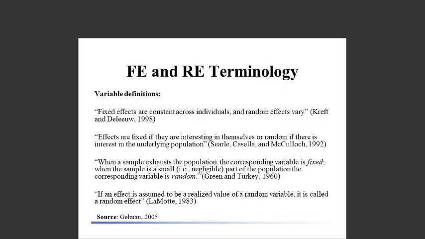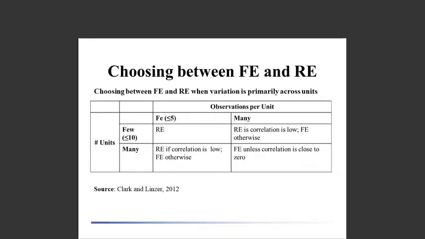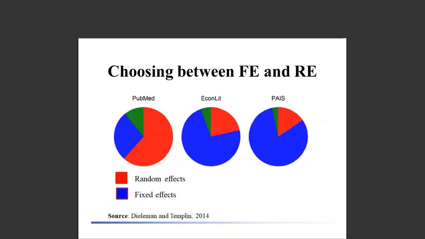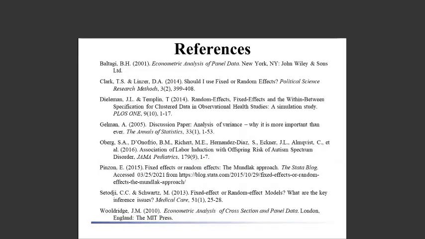I would say so. They provide this, and actually I'll go back to the references slide, because what's nice is that Dielman and Templin do almost the same thing that Clark and Linzer do, but they do it for clustered data. So to the extent that Clark and Linzer have these rules of thumb based on panel data, you can check out Dielman and Templin for their rules of thumb based on their set of simulations, which was for clustered data. I think they're quite similar, but if you're interested primarily in clustered data, that's the one I would look at.